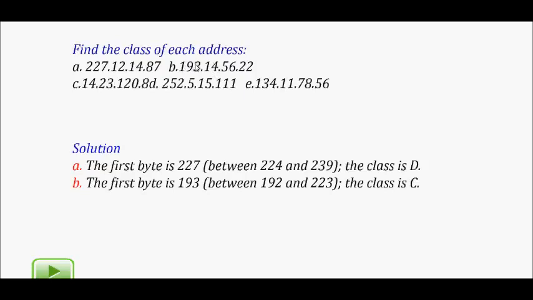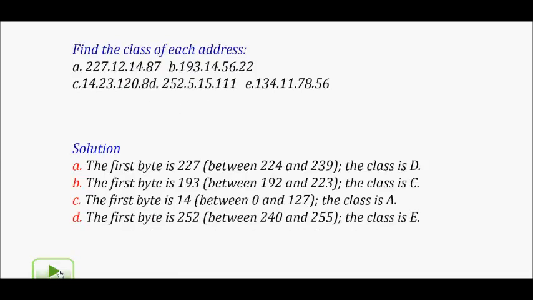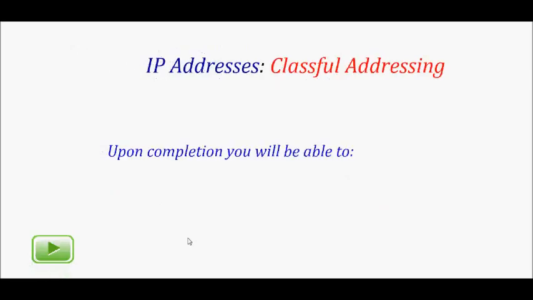Next, 193.14.56.22. Check out this first one: 193 belongs to class C. Next one, 14.23, this is in 0 to 127, so this is a class A address. Then we have 252 dot something, so it is class E. And the final one is 134, so it belongs to class B.